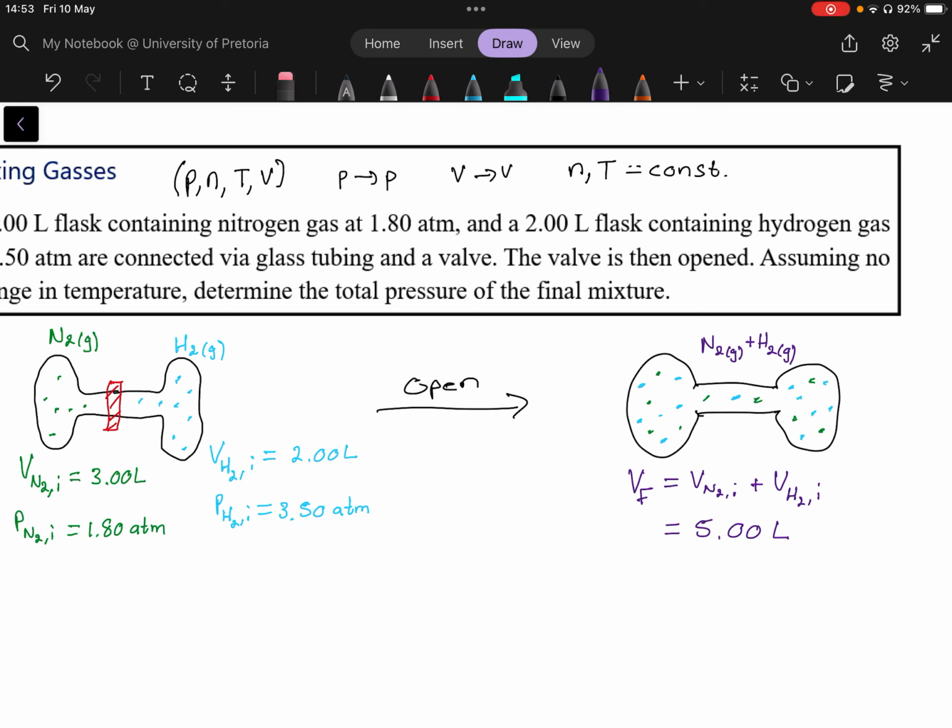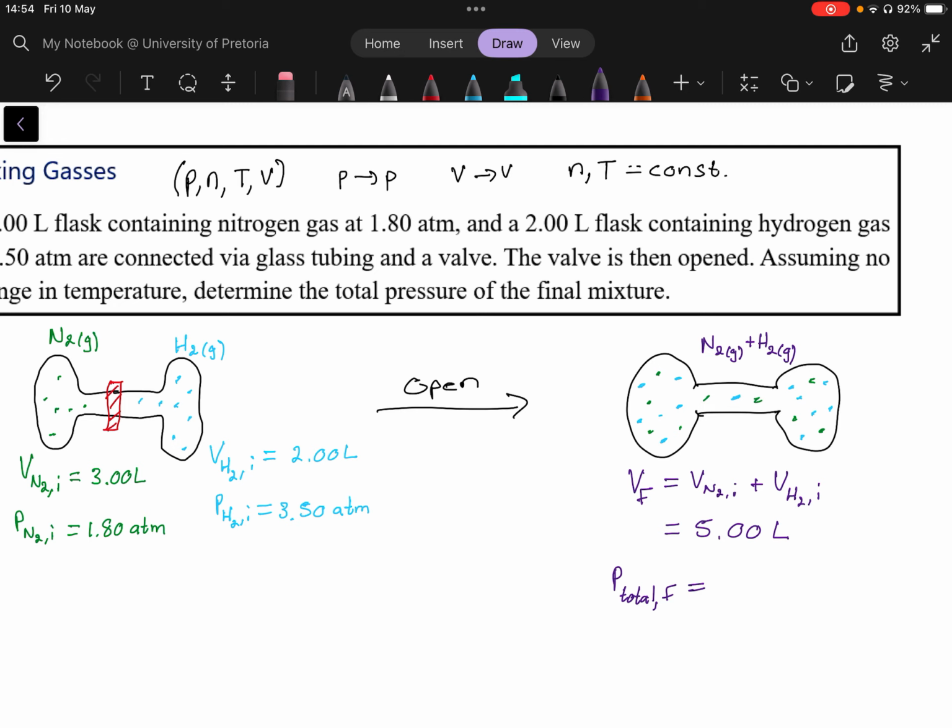The question is now, what is the total pressure of the final mixture? So what is the PF? We can call it PF total. That's not in line with the way that I wrote the notation thus far, so it's P total F. P total at the end.